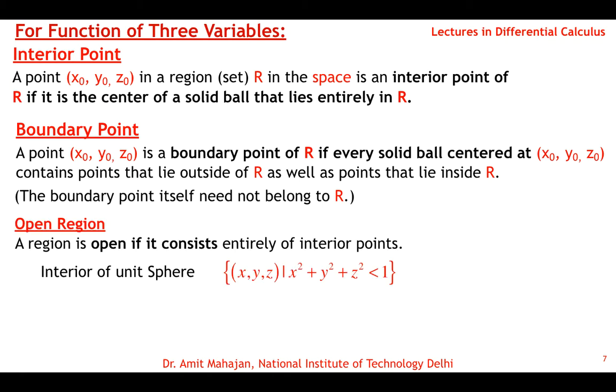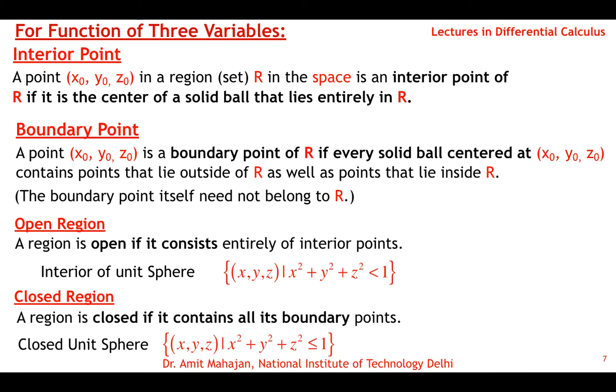The other definitions remain similar. For example, a region is open if it consists entirely of interior points. For example, the interior of a unit sphere, all points x, y, z such that x squared plus y squared plus z squared is less than 1. If you choose any point here, we can construct a solid ball centered at that point such that all the points in the solid ball are inside this region. So this is an open region, because every point is an interior point.